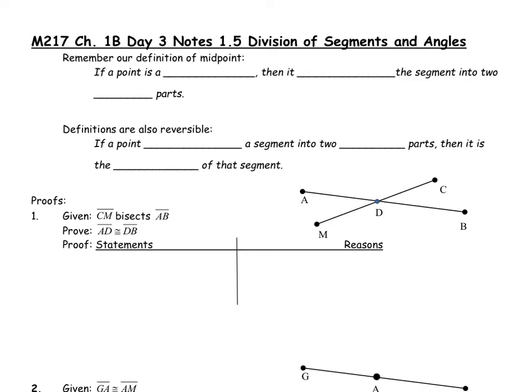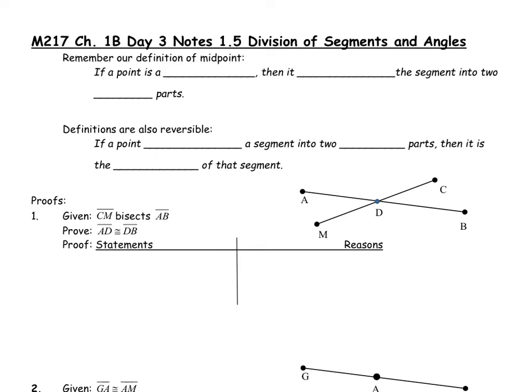Okay guys, today we're going to add to our proofs. We're going to talk about midpoints, bisectors, and trisectors, and those are going to be things that you're able to include in your reasons column when you're doing a proof. So let's start with a little review.